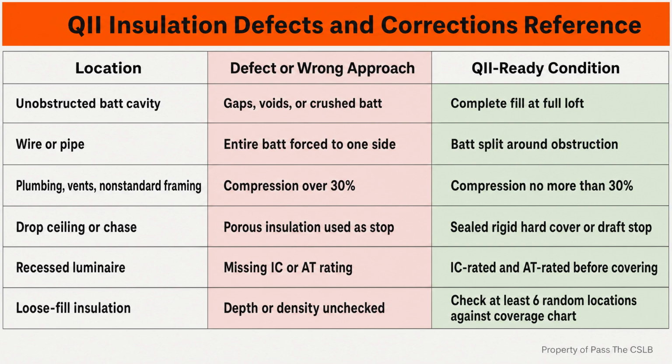Suppose an installer reaches a crowded plumbing area and compresses a batt to roughly half its nominal thickness. Even though compression is allowed in certain constrained locations, half thickness is beyond the stated 30% maximum. The contractor should stop, refit the material, and restore a compliant condition while the cavity is open. Waiting for the rater to identify the same visible defect only consumes schedule.